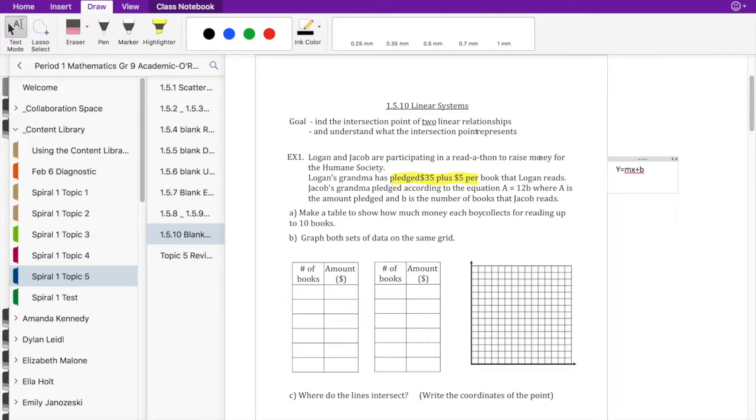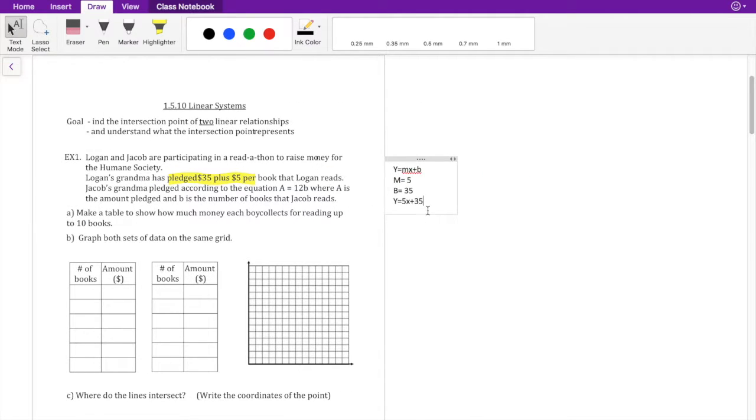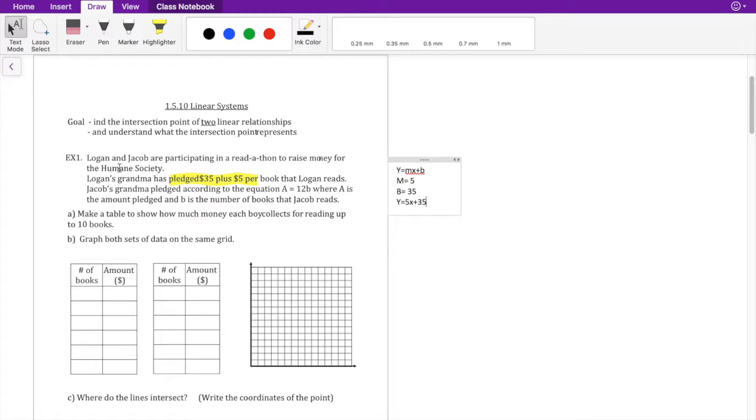The way we solve this is we figure out what our m is and what our b is. If you remember, m is our rate of change and b is our y-intercept, or initial value or base value. The base value is $35, and the rate of change is $5 per book. So our equation would be 5x plus 35. That's the Logan equation.